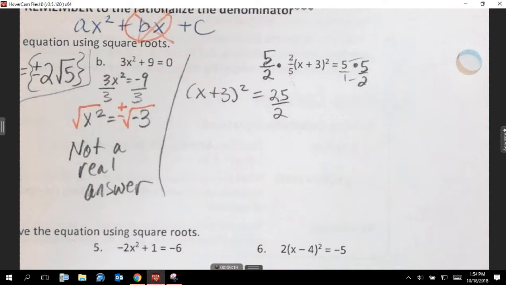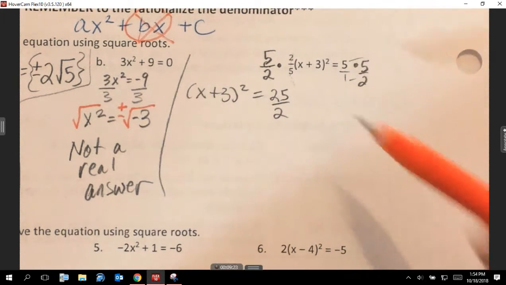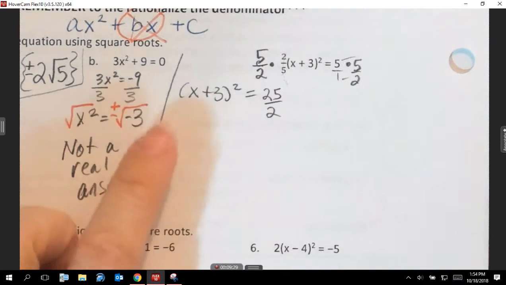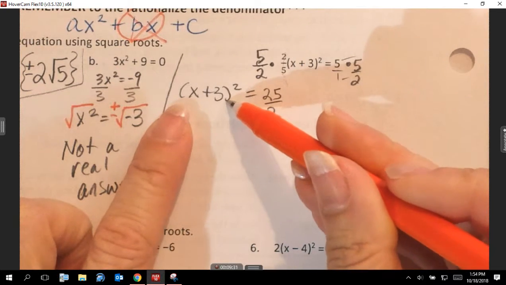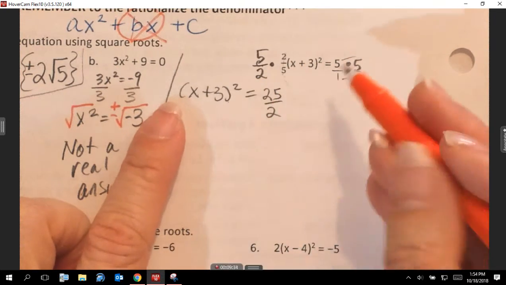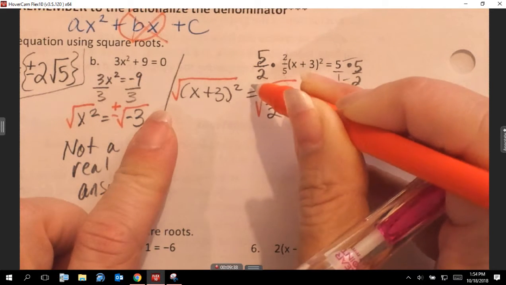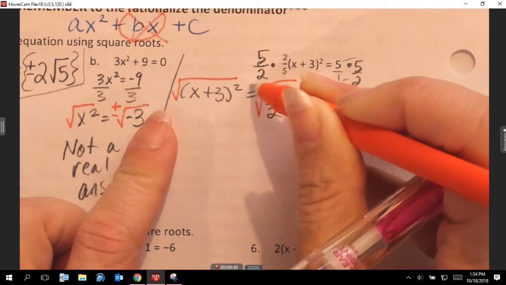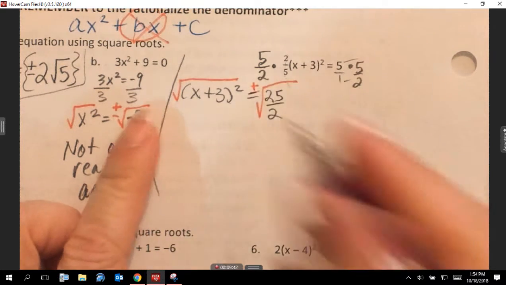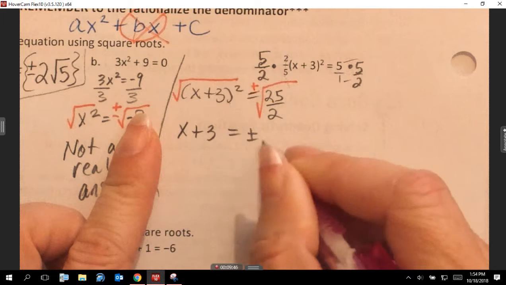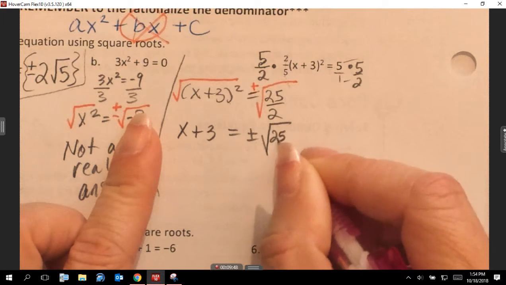Then what is our next step? Get x by itself. Peel away those layers until you get all the way down to x. What's the outermost layer? Well, there's something outside the parentheses. So how do I get rid of squared? Square root. Both sides. But if I square root? Plus minus, thank you. So I have x plus 3 by itself equals plus or minus square root 25 halves.